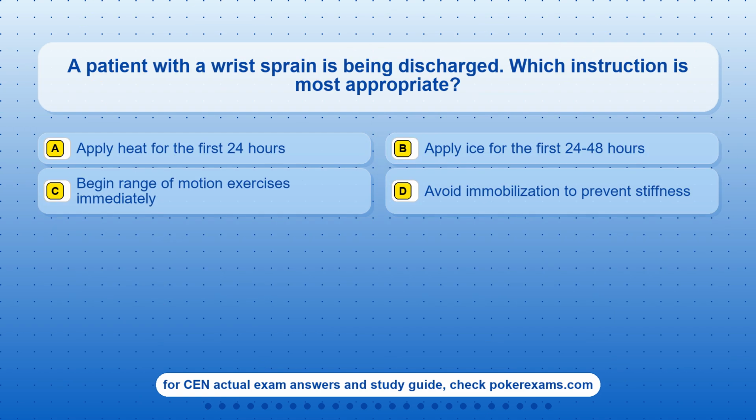Question 8. A patient with a wrist sprain is being discharged. Which instruction is most appropriate? Option A, apply heat for the first 24 hours. Option B, apply ice for the first 24-48 hours. Option C, begin range of motion exercises immediately. Option D, avoid immobilization to prevent stiffness.